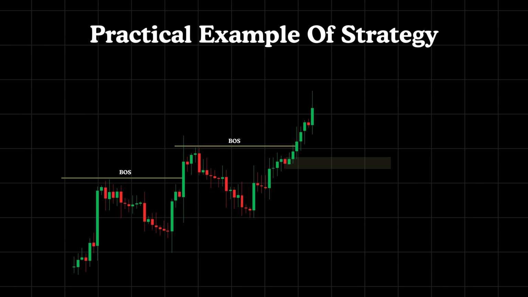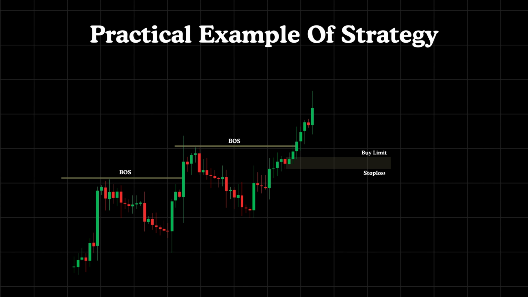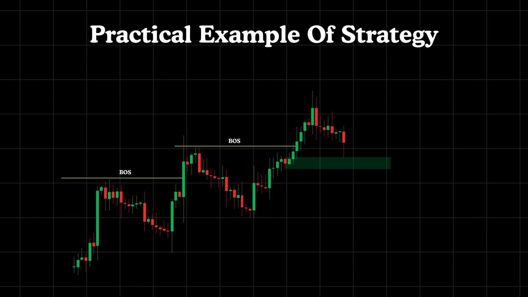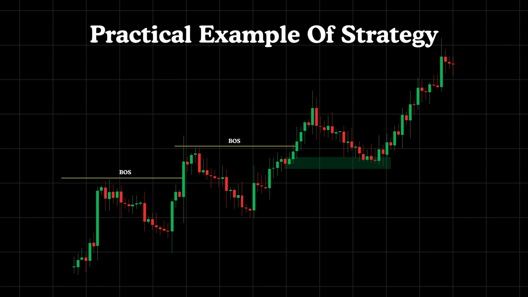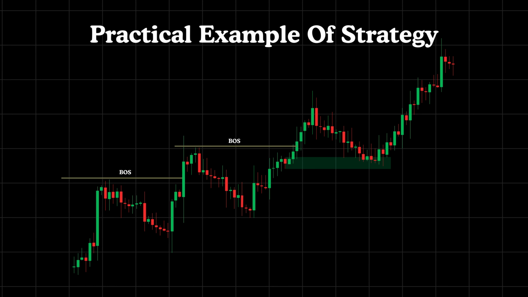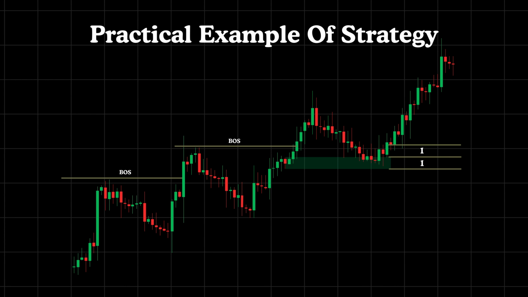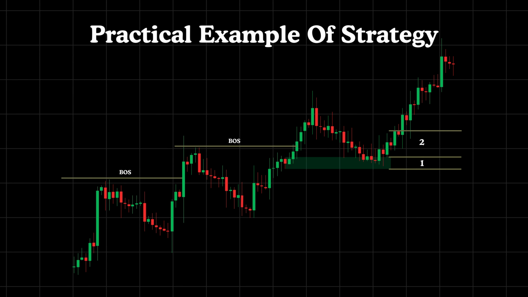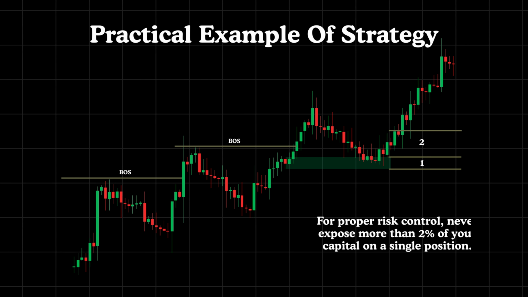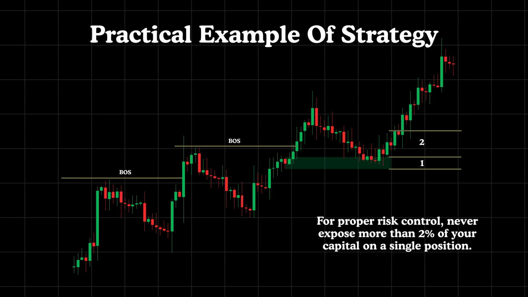After outlining the area, we must instantly set a buy limit order at the zone's high and a stop loss at the low. As soon as the price revisits the zone and pushes upward after filling the orders, we can finalize our target. It's advisable to set a break-even level on the trade at a 1-to-1 risk-to-reward ratio and place a target at a 1-to-2 risk-to-reward ratio. Furthermore, for proper risk control, never expose more than 2% of your capital on a single position.